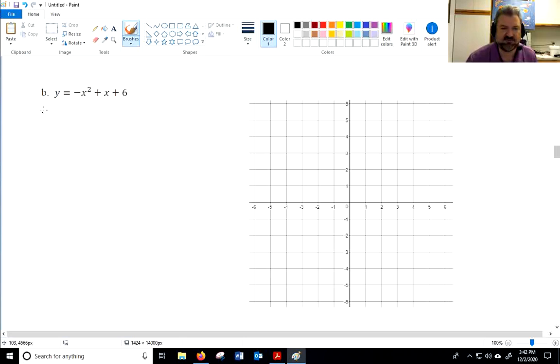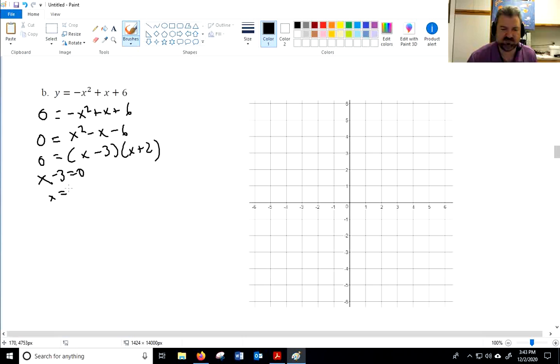All right, let's find the zeros of this one. 0 is equal to negative x squared plus x plus 6. I don't like that negative there, so I'm going to divide every term by negative 1. 0 divided by negative 1 is still just 0. So x squared minus x minus 6. I wonder if we can factor this one. I think we can. x minus 3, x plus 2. So that's going to give me x equals 3, and that's going to give me x equals negative 2.